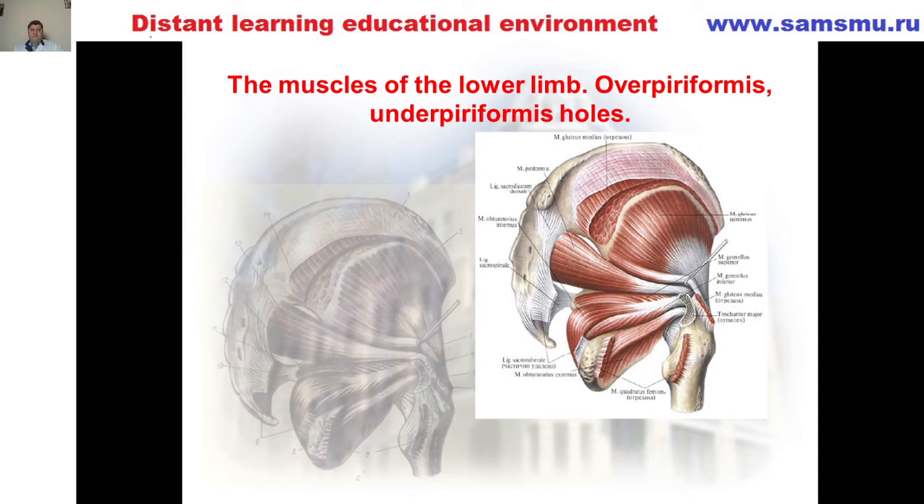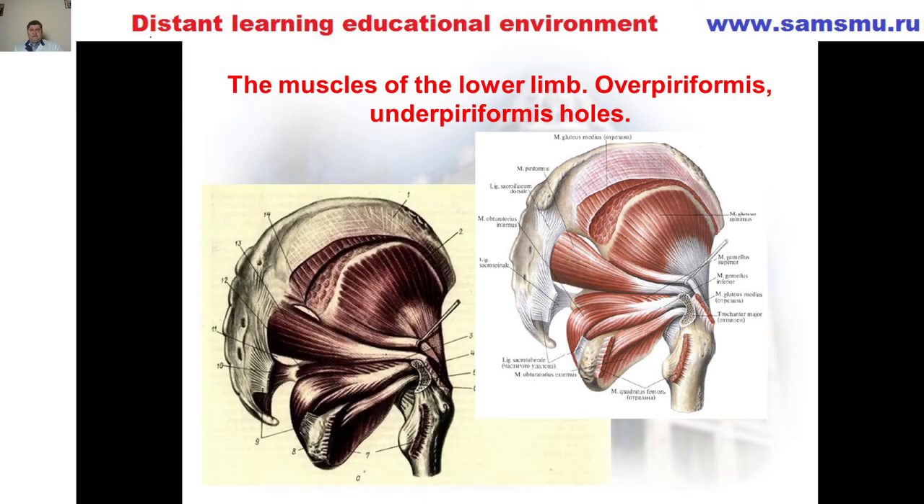You may see this muscle again, and also you may see the foramens forming over the piriform and under the piriform. Through these foramens pass vessels and nerves.